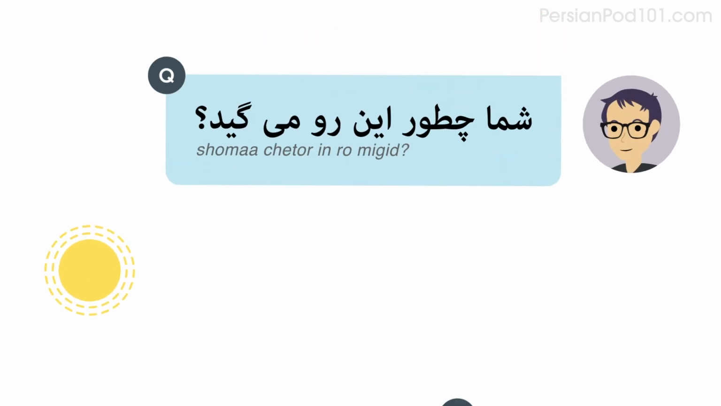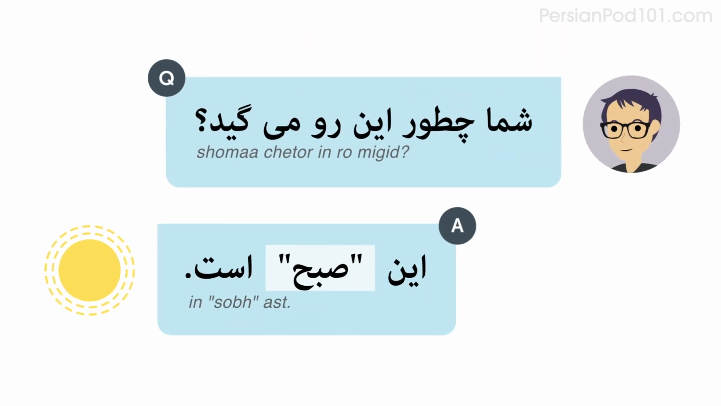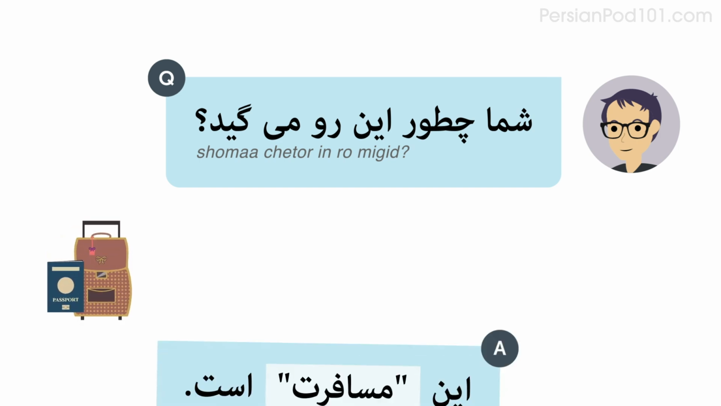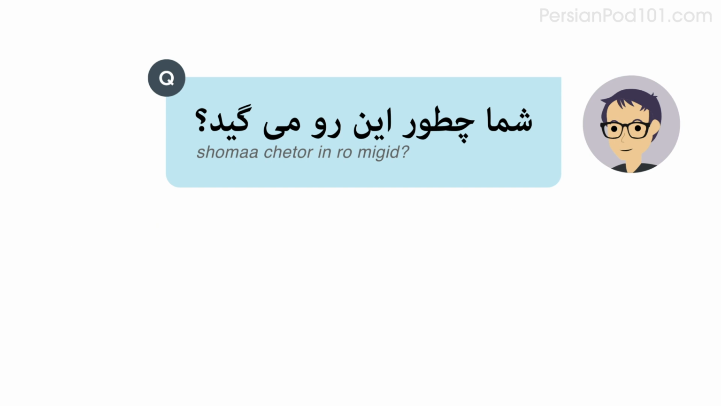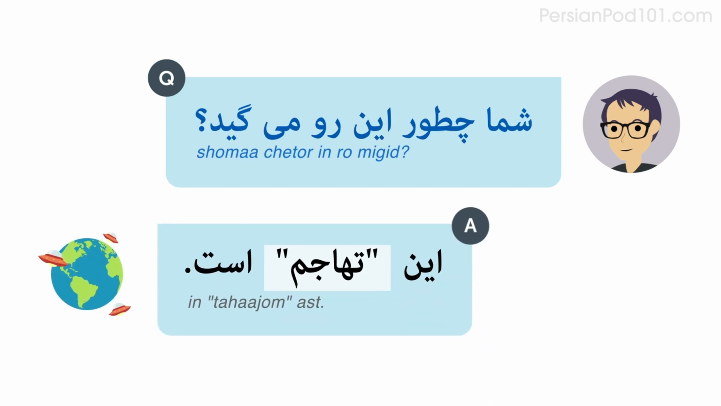Let's look at some examples. Listen and repeat or speak along with the native speakers. شما چطور این رو میگید؟ این صبح است. شما چطور این رو میگید؟ این مسافرت است. شما چطور این رو میگید؟ این تهاجم است.